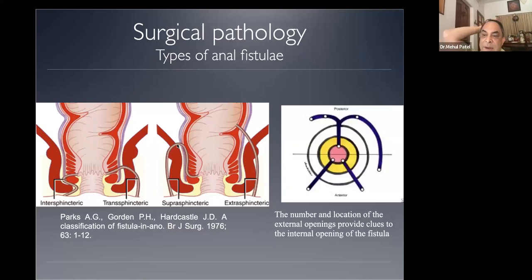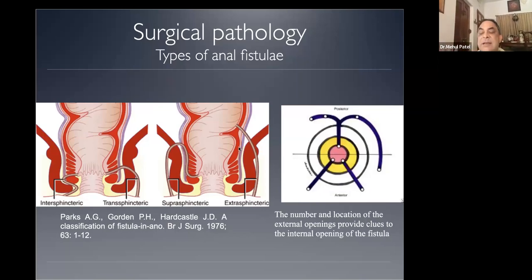So it will stay below the levator plate, whereas this one is above the levator plate. Do you understand? This will stay at or below the levator plate, then come down in the intersphincteric plane and open at the dentate line. So all the 3 fistulas which stay below the levator plate will open at the dentate line: intersphincteric, transsphincteric, or suprasphincteric. Extrasphincteric fistula that will go above the levator plate will open above the dentate line.